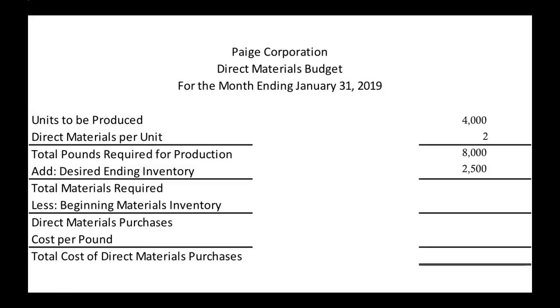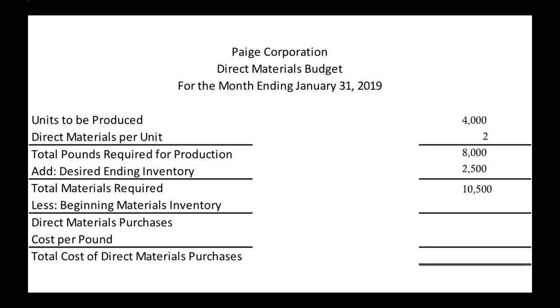So our total materials required is going to be your total pounds required for production, that 8,000, and we add in our desired ending inventory. So 8,000 plus 2,500 gives us total materials required of 10,500.